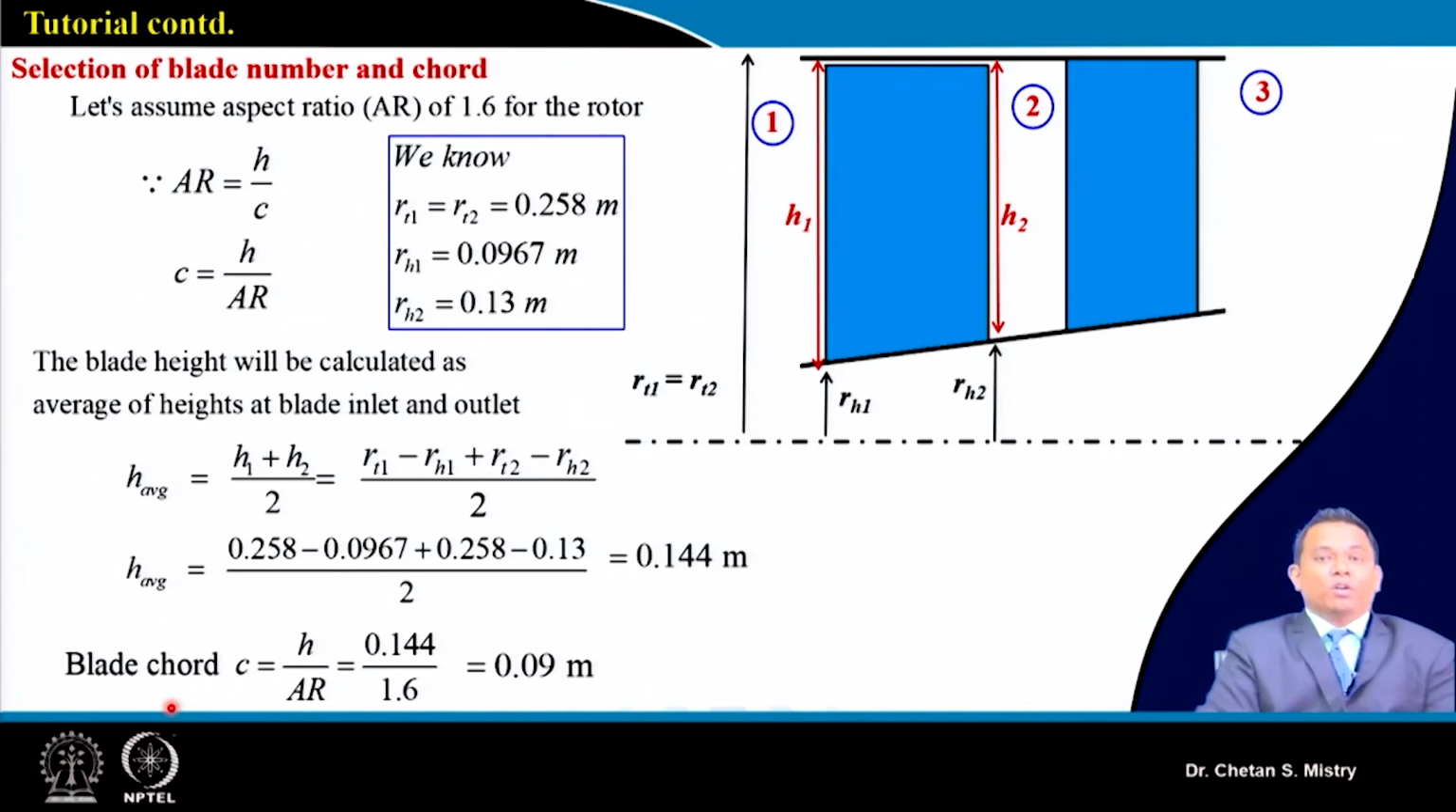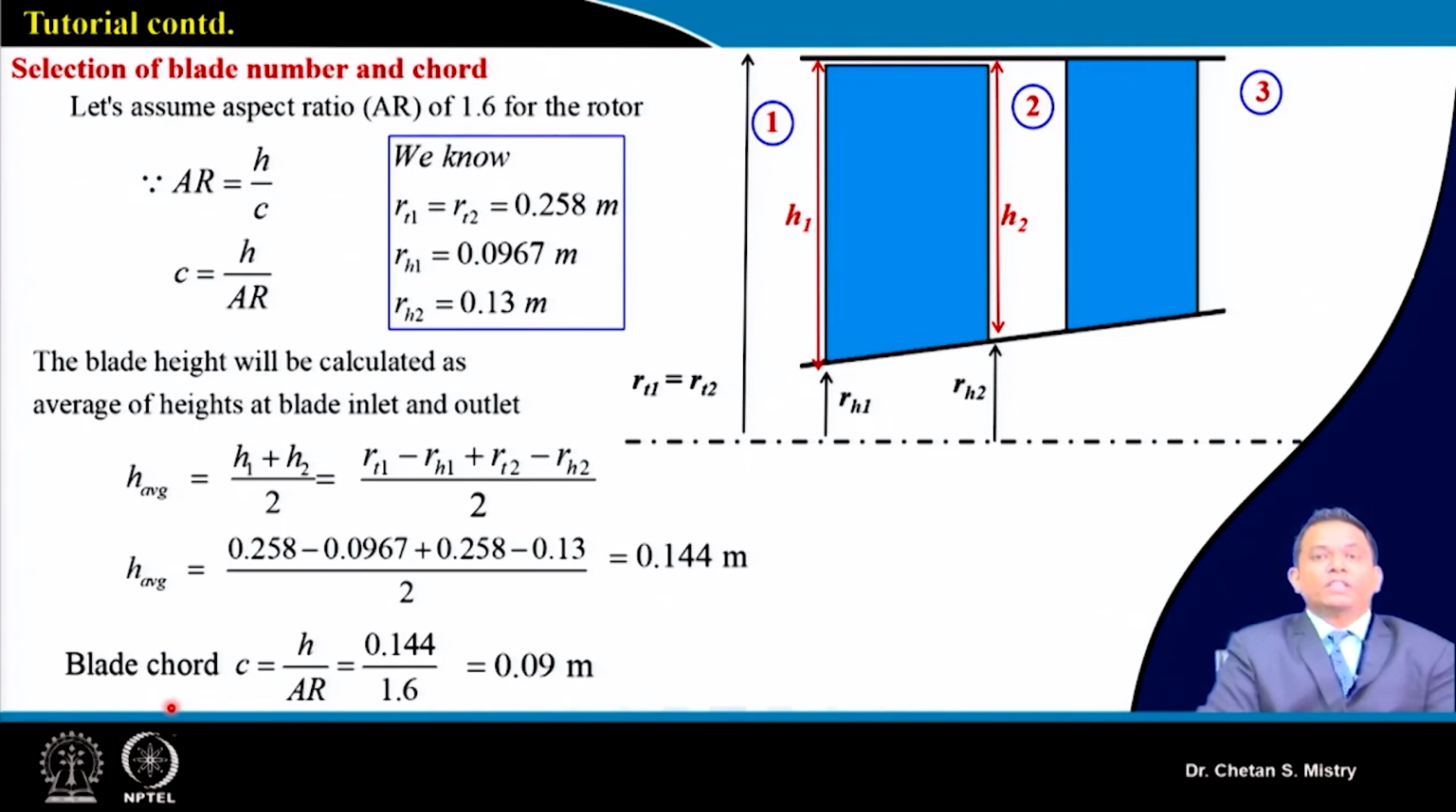So in this case, we need to make certain assumptions. For this design, let me assume the aspect ratio of this blade as say 1.6. There is nothing wrong, you can assume that to be 1, you can assume 1.2, even you can go with say 0.8 or so on. So for this particular design, let me assume my aspect ratio to be 1.6.